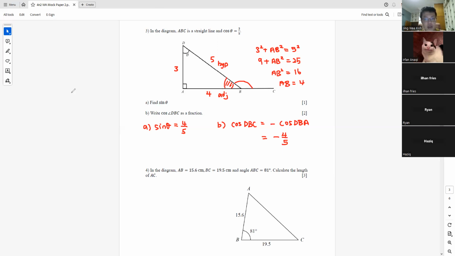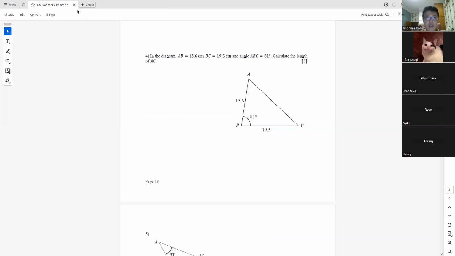Okay, let's move on to the next one. Question 4. So quite straightforward. This one, you cannot use the sine rule. You don't have a right angle triangle, and you can see this is a very typical cosine rule pattern. I got the angle here. I got the two sides. I want to find the opposite. Okay, so how to use this? Apply your cosine rule. How to apply your cosine rule?